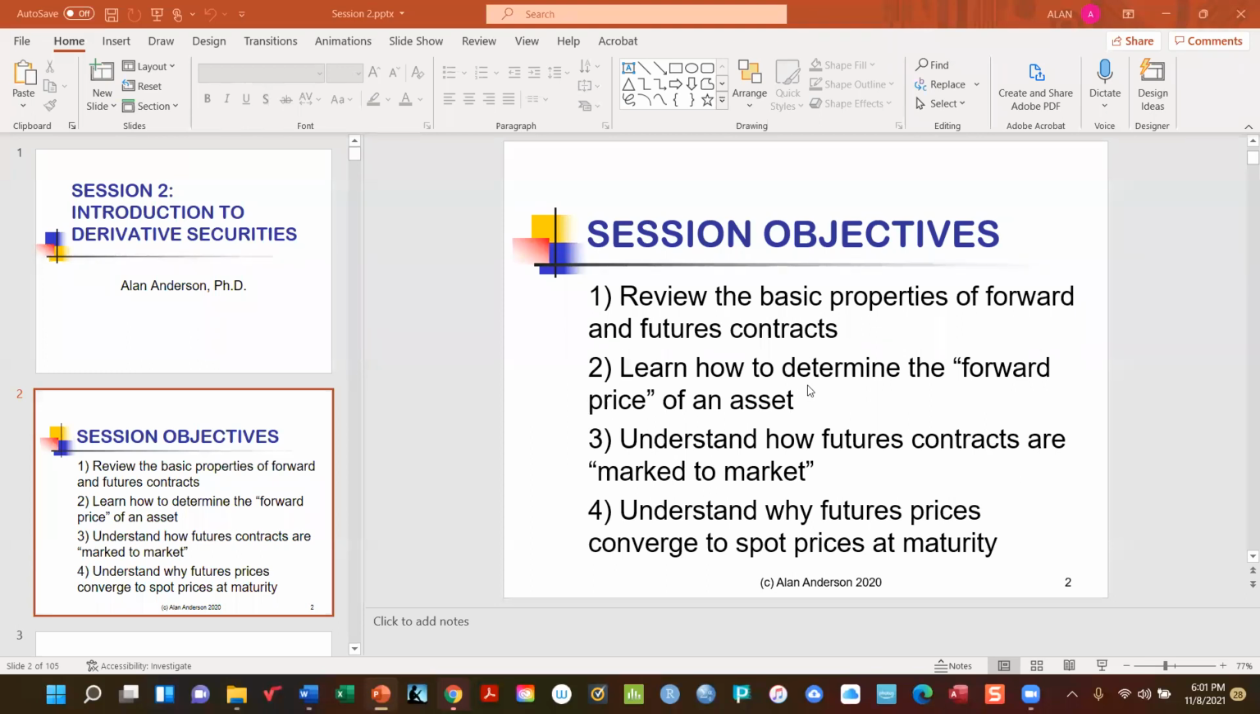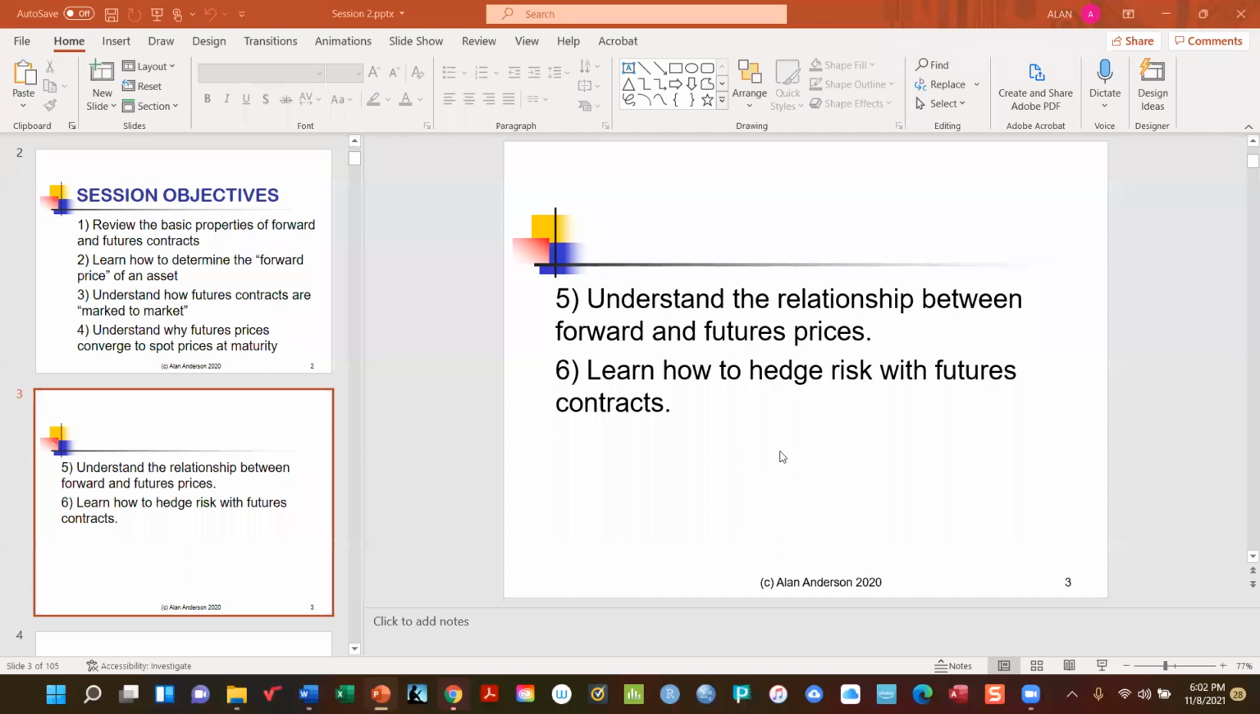So we're going to see that the forward price is actually derived through a very precise mathematical formula. And we'll see what happens if the price is off from where it should be. And we'll see how futures contracts are marked to market and why futures prices will converge to spot prices on the maturity date of a contract. We'll be looking at how forward and futures prices are related to each other, and finally, how to hedge risk with futures contracts. So we're basically zeroing in more on forwards and futures this week.